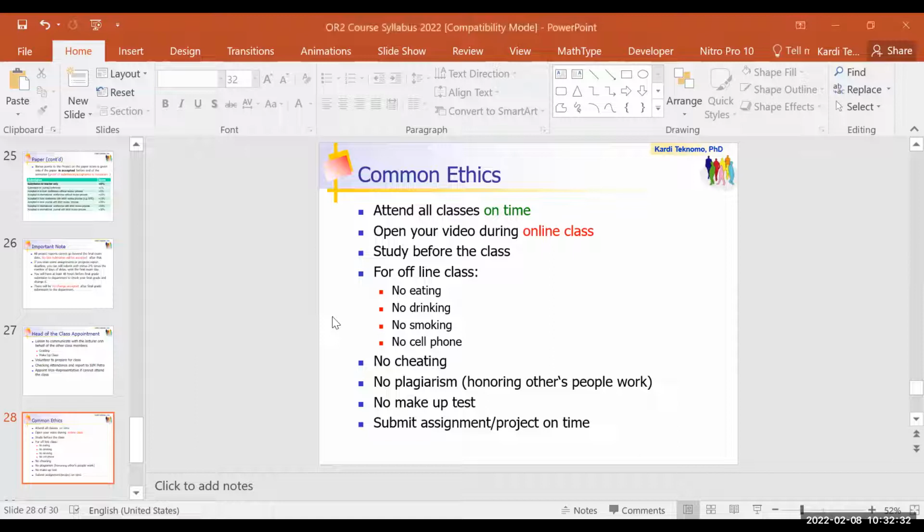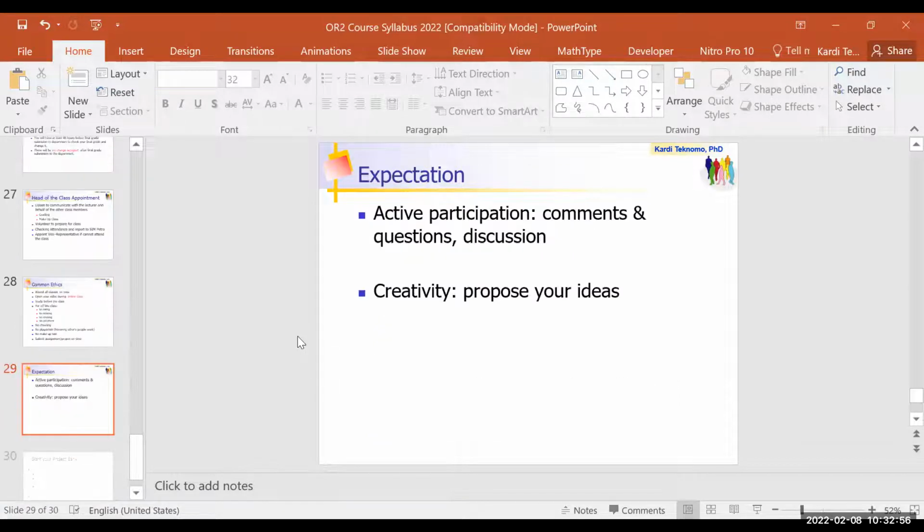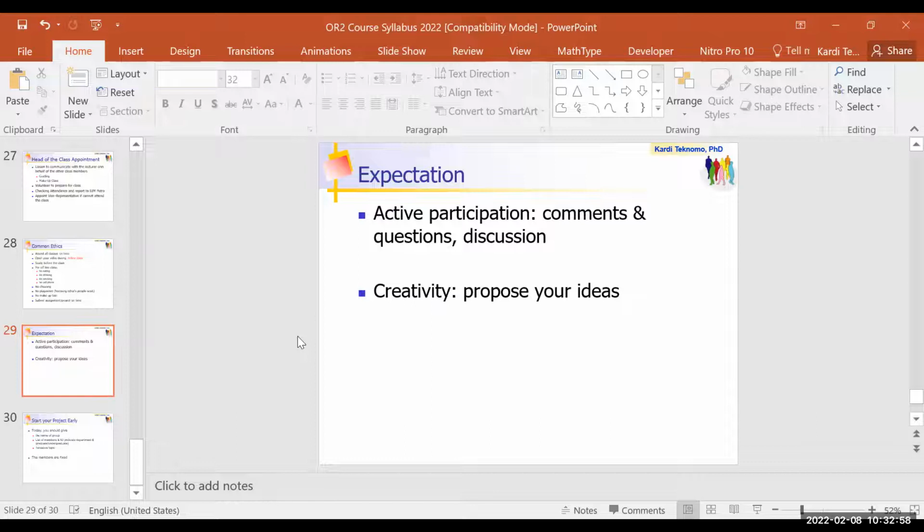And for the test, we have no makeup test. That means if you don't join, you cannot join anymore. But for the assignment and project, you can submit. I hope you can submit on time. If you are late, you can submit late up to the date of the final exam. Okay, so I expect, as usual, your active participation and propose your ideas.